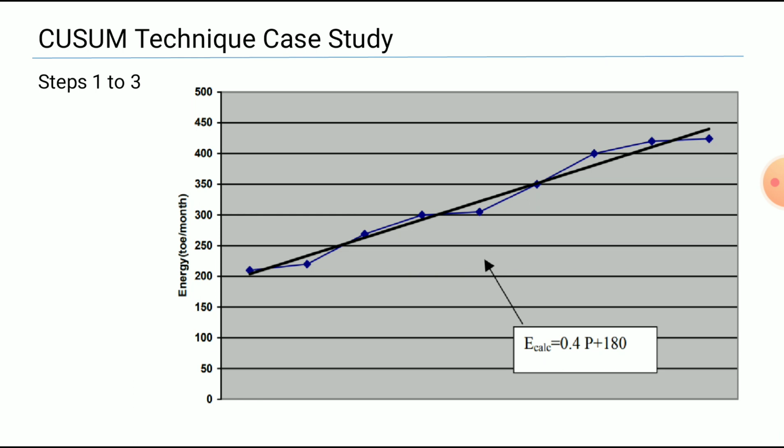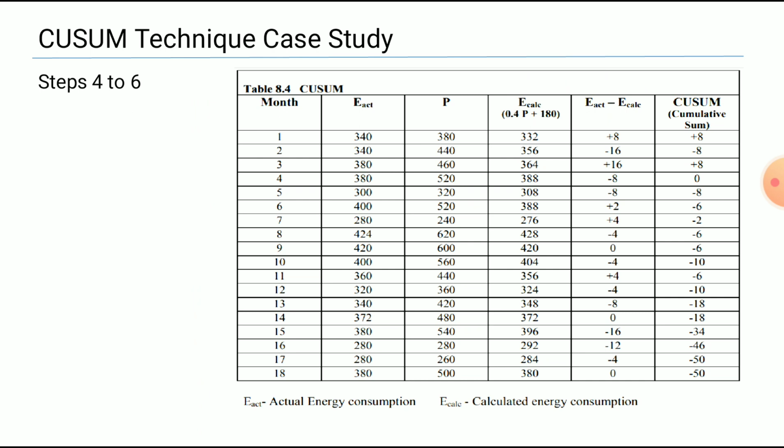Next step, we will calculate the energy usage, that is the expected usage for those specific months, by using E calculated equal to 0.4 into P plus 180. This table indicates steps number 4, 5 and 6. In this table they have given the monthly production as per the given data.